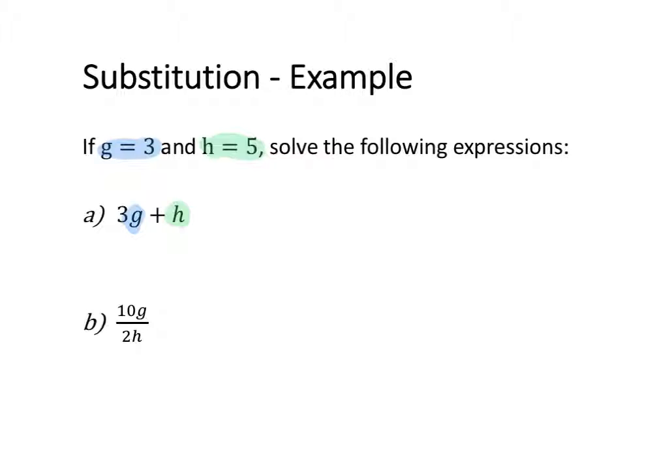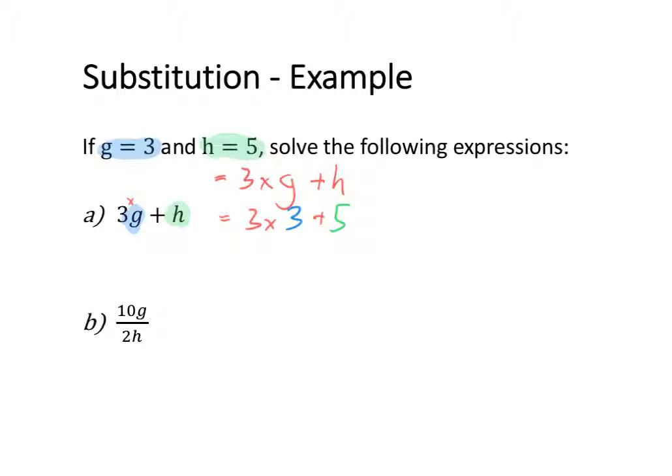The first step is to rewrite the expression with any multiplication signs that have been left out, and we know that is in between the number and the variable. So that is going to equal 3 times g plus h. Now I can go ahead and substitute in my value for g and my value for h. That's going to equal 3 times, instead of writing g, I'm going to write 3, and then plus, instead of writing h, it is going to be 5. So 3 times 3 plus 5.